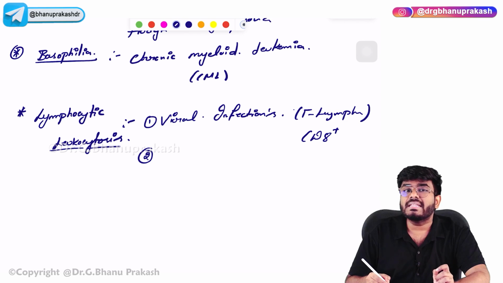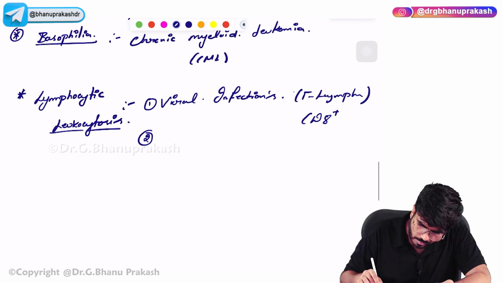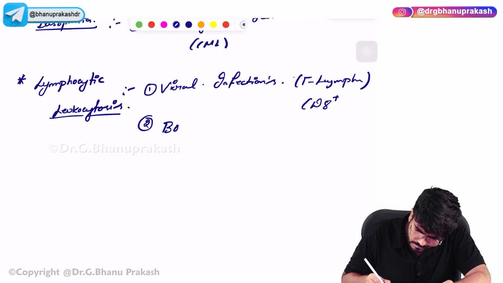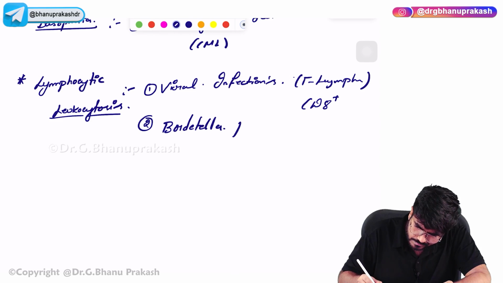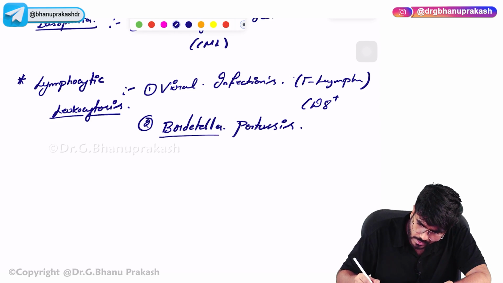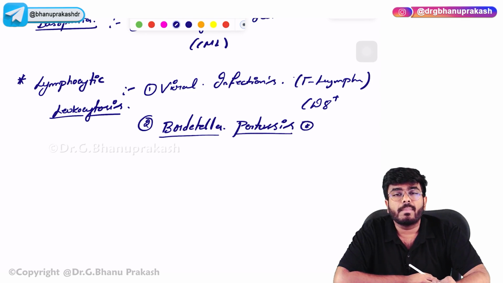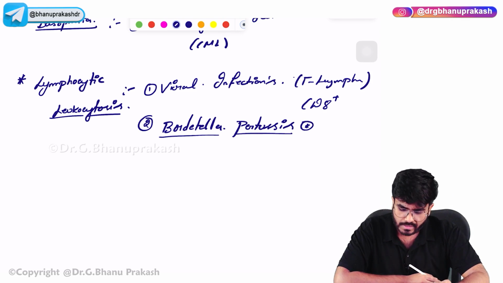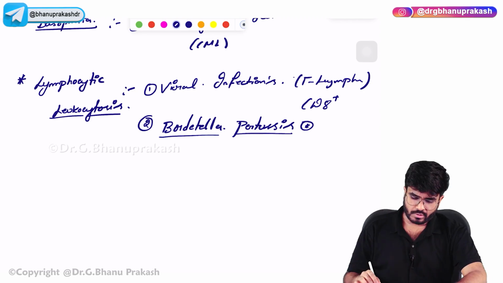But there is one bacterial infection in which the lymphocytes will go up. What is that bacterial infection? It is Bordetella pertussis. It is a bacteria, but it increases the number of lymphocytes. So this is the one exception which I want you to know.